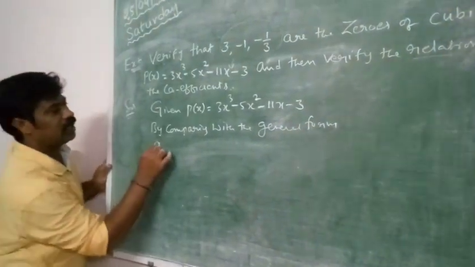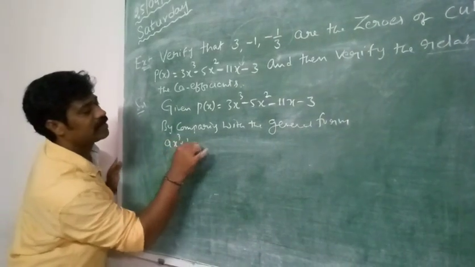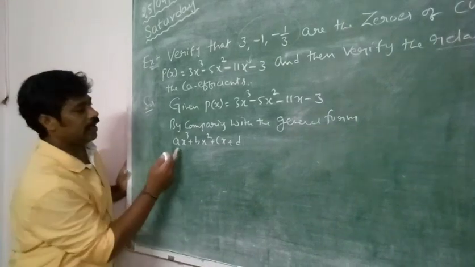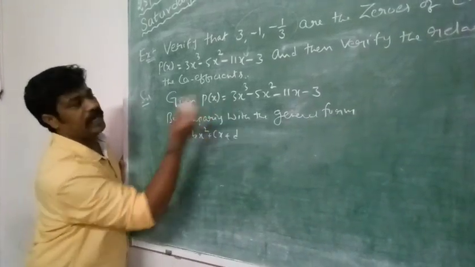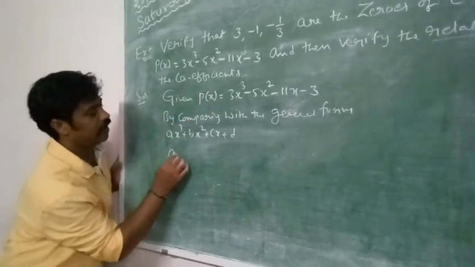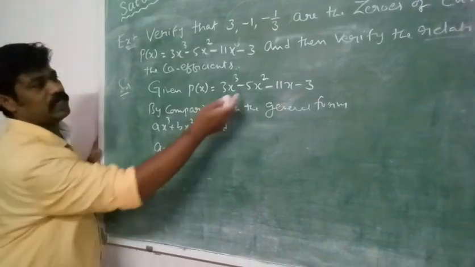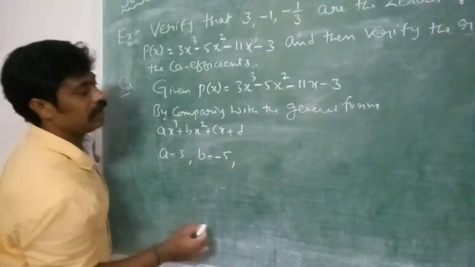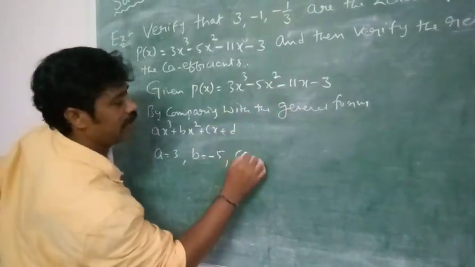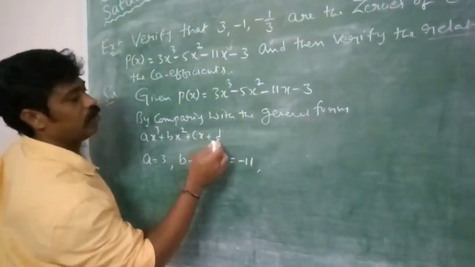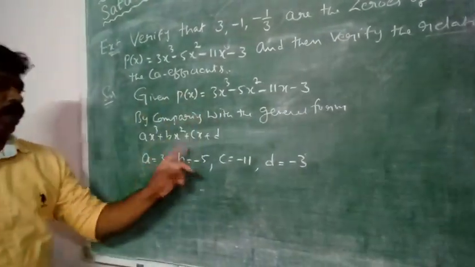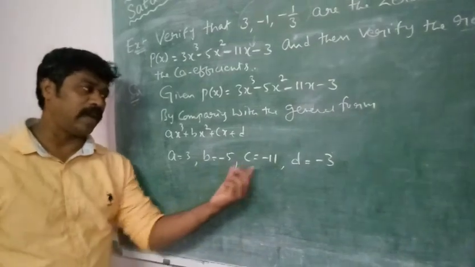General form, that is ax cube plus bx square plus cx plus d. If you compare with this general form, then the x cube coefficient a is 3. So a is equal to 3. Similarly, in place of b we have minus 5, in place of c we have minus 11, and d is equal to minus 3. So if you compare these two polynomials, we get the a, b, c and d values.